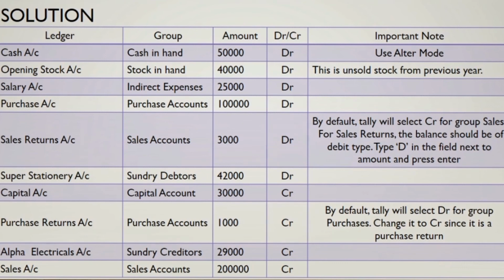Similarly, for the ledger purchase return account, Tally would select the type of balance as debit type balance, and you need to change it to credit type balance. So, this section finally ends with this exercise. In the next section, I will show you how to record day-to-day transactions in Tally.